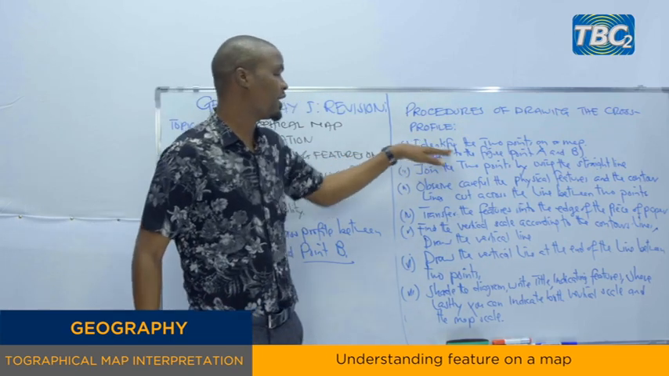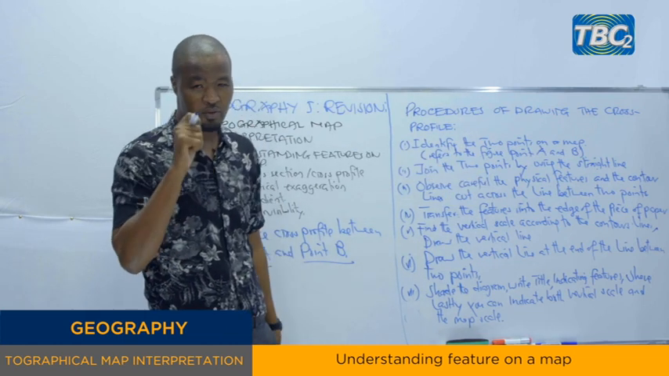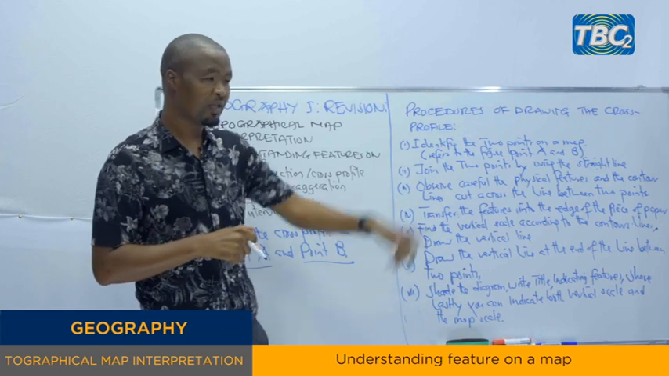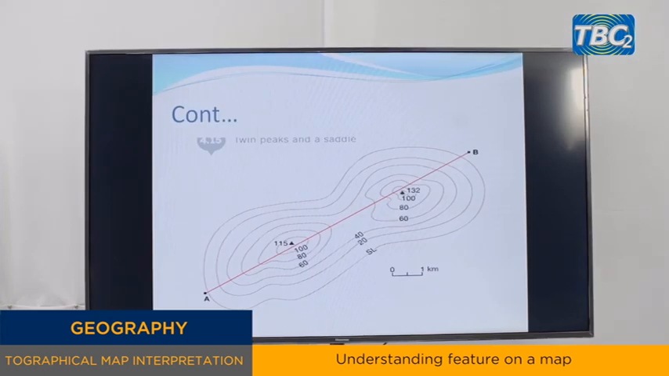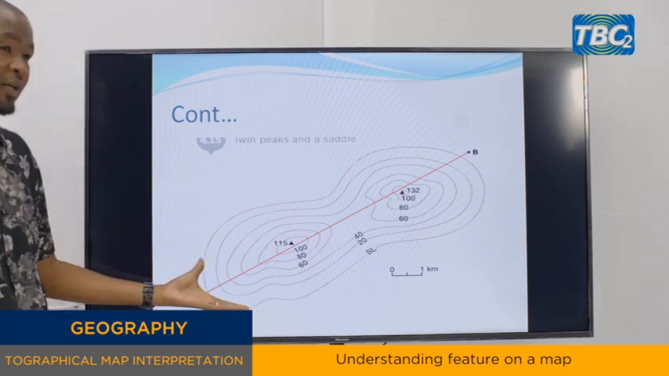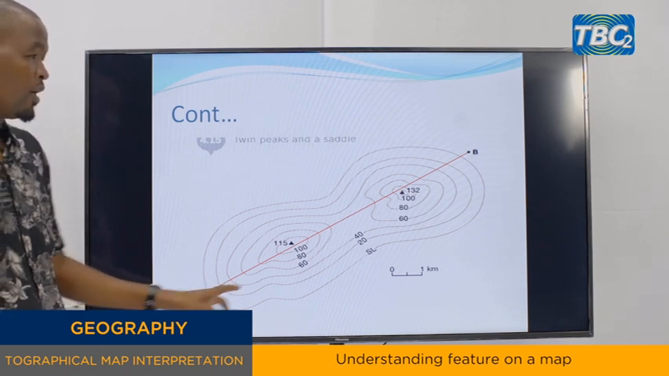That's why the first procedure is to identify the two points on a map. You can identify them by using a grid reference point or a place name. Let's see the diagram right here. For instance, in this diagram, you can see we have point A and point B.